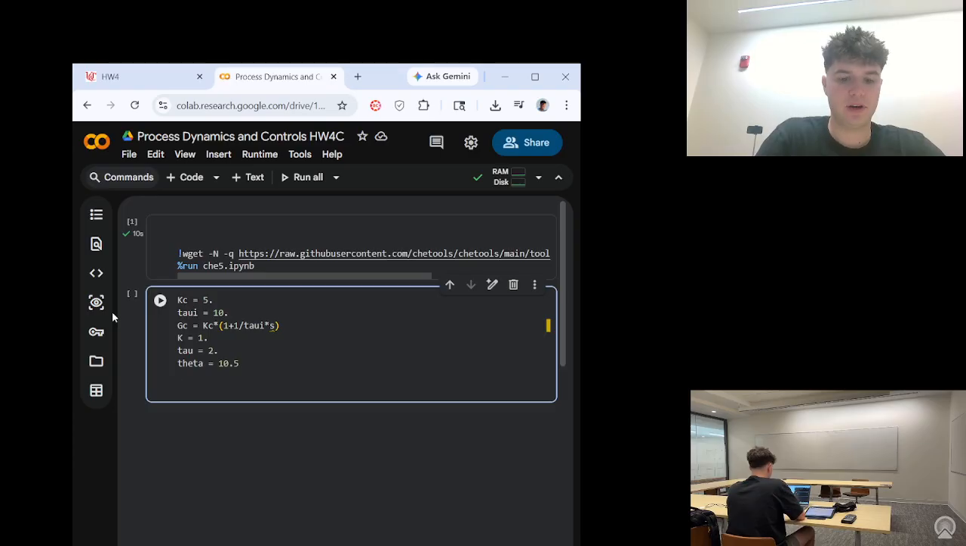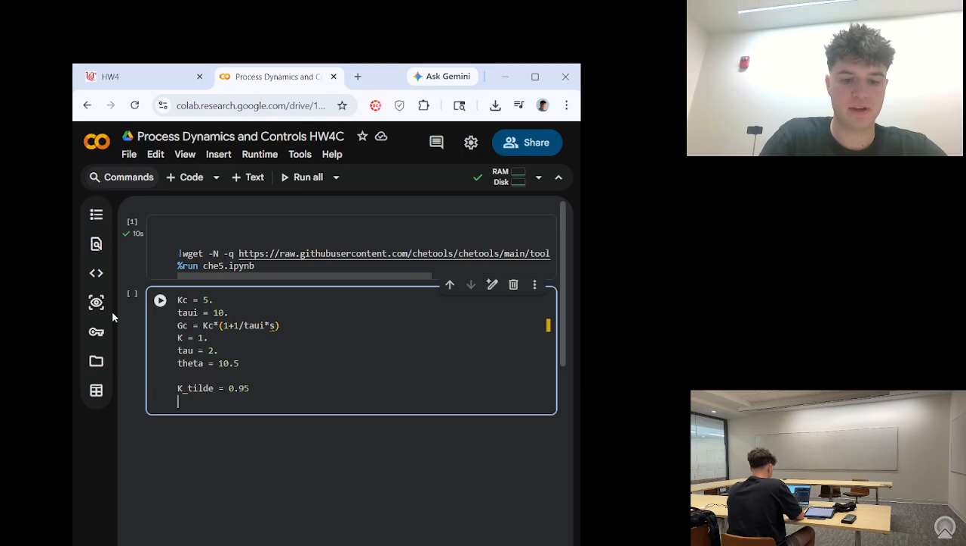Now let's go to the next set of variables, which is going to be K tilde. That is going to be equal to 0.95. We have tau tilde. That's going to be equal to 2.2. And then we have theta tilde, which is going to be equal to 10.